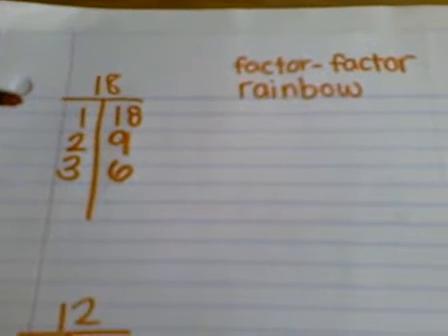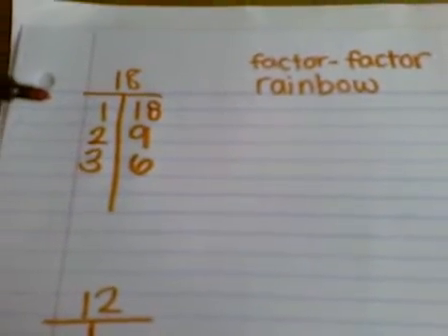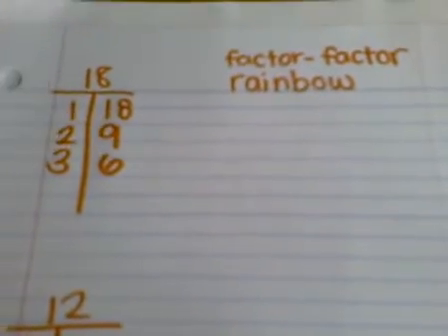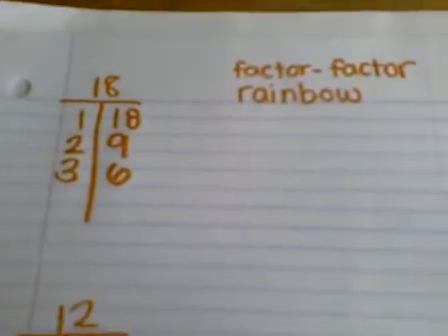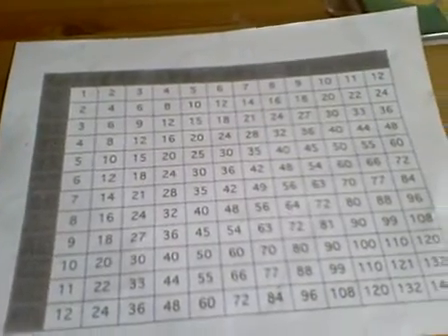There's nothing times 4 that equals 18. There's nothing times 5 that equals 18. There is something times 6 that equals 18, and we already have it. If you are struggling to come up with these factors, use your multiplication chart as a resource for yourself.